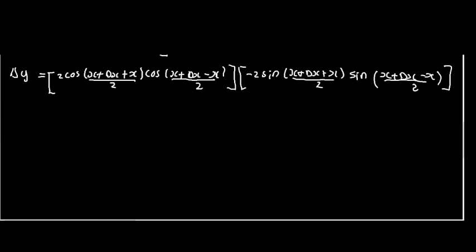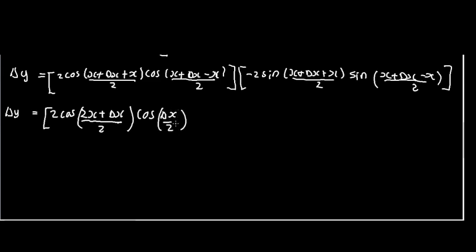In this case, we shall have our change in y equal to the first bracket: 2 cos of x plus x, which gives 2x plus change in x, divided by 2. Then cos of x minus x, where we only remain with change in x divided by 2. So this is our first bracket. And for the next one, we shall have negative 2 sine of 2x plus change in x over 2, then sine of change in x over 2.